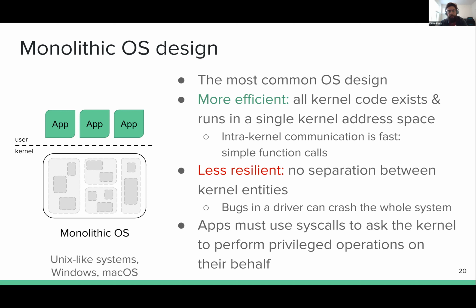In this case, an application has to use system calls to ask the kernel to perform privileged operations, like accessing devices, for example, as opposed to just a function call or something else in a different structure.